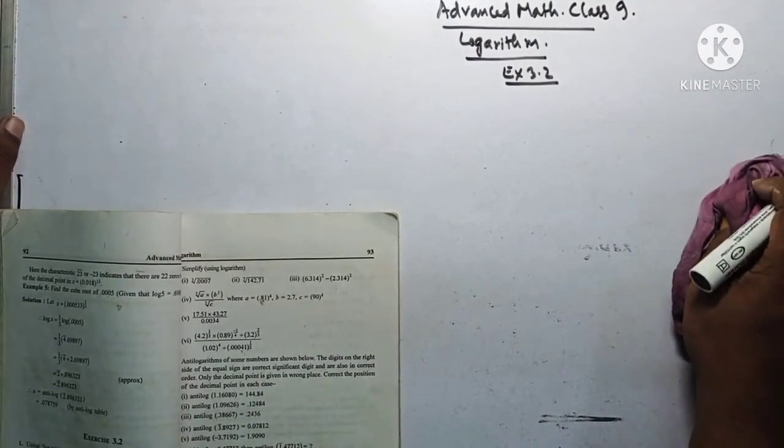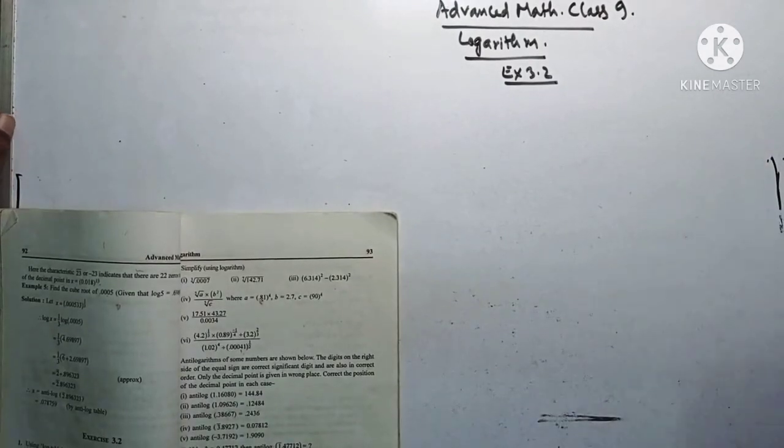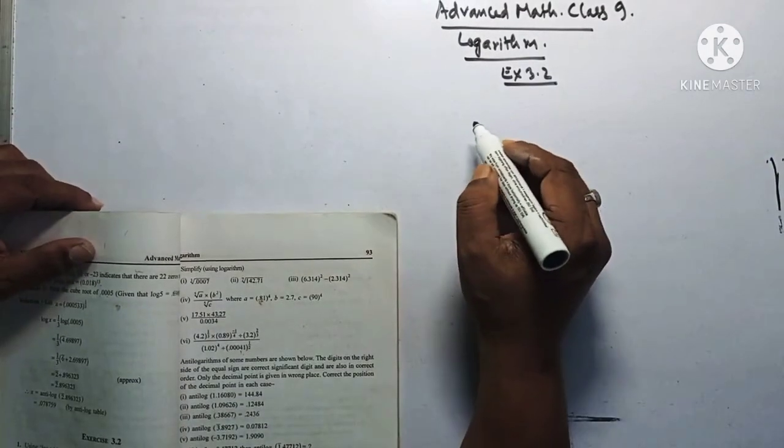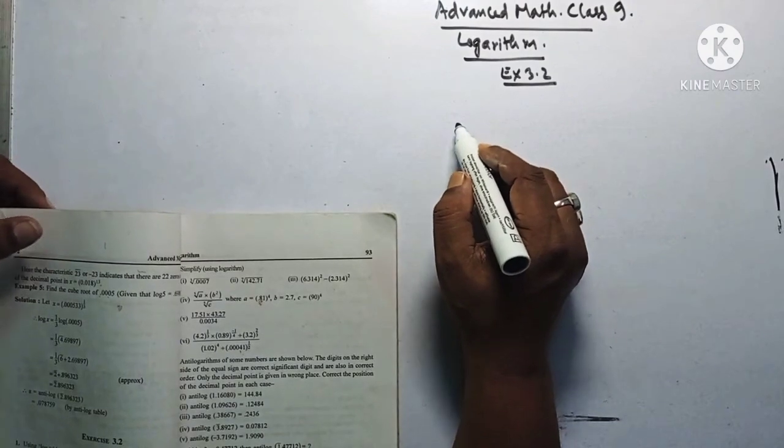Now how are you going to find this using the log table? This is the second part, the mantissa.